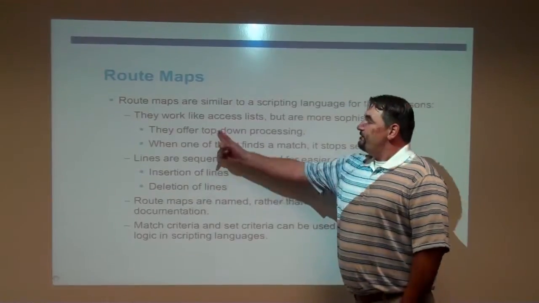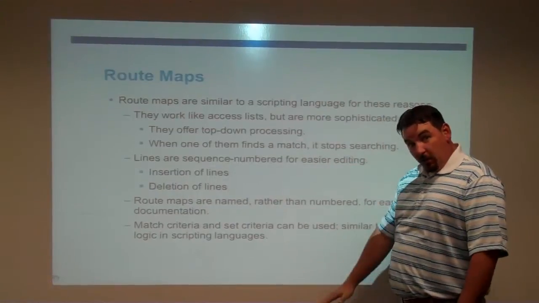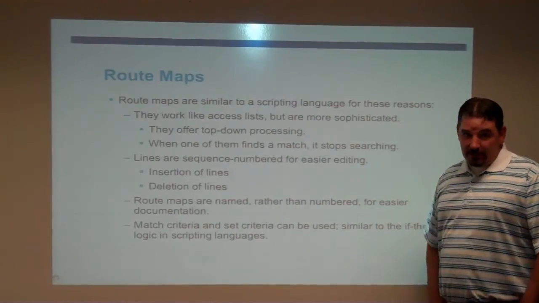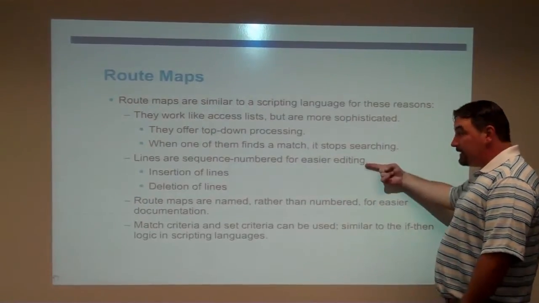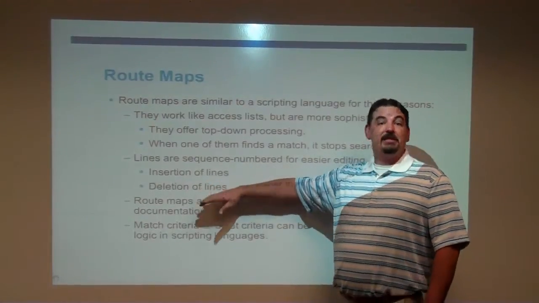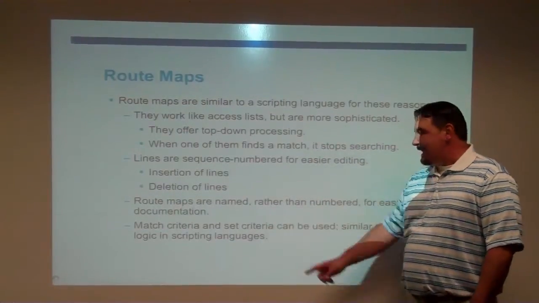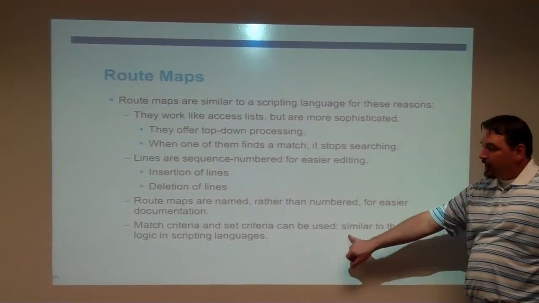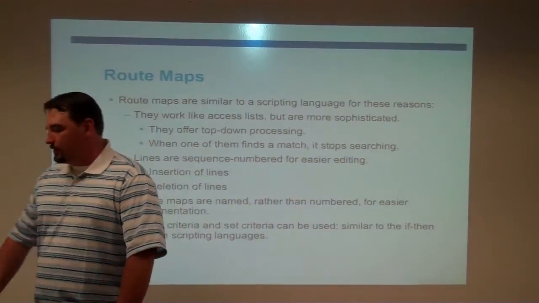They're very similar to access lists in the fact that they do top-down processing. We start with the lowest sequence number and work our way up. When one of our statements is a match, we stop checking the rest of that access list. Again, very similar to an access list. Each one of our lines is actually sequenced. The sequencing allows me to insert different lines, delete a specific line, or edit an individual line. All route maps are named rather than numbered, much easier for documentation purposes. Like we said, our match criteria and set criteria can be used, so it's similar to that if-then-else logic in a scripting language.